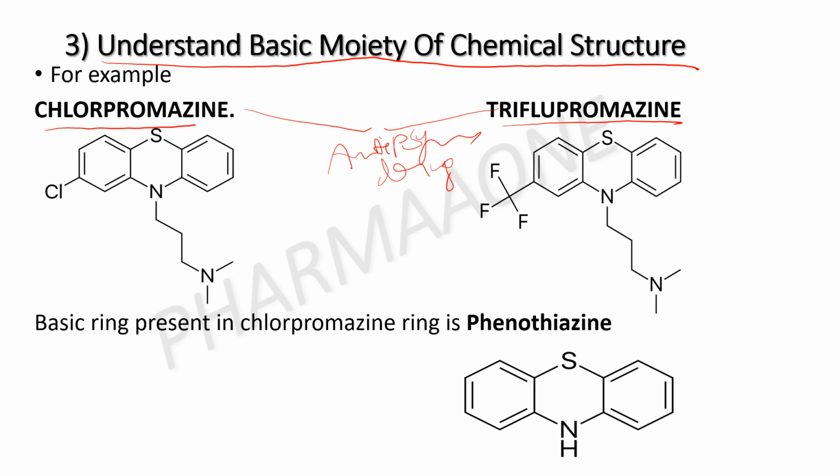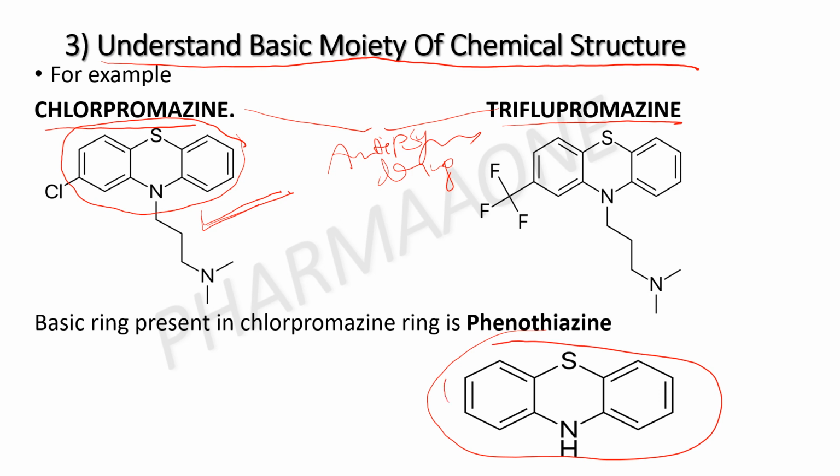In medicinal chemistry, when you see any chemical structures, first you have to understand the basic moiety of that chemical structure. I took chlorpromazine as an example. You can see in chlorpromazine the basic structure is phenothiazine. This is the basic structure of this drug.